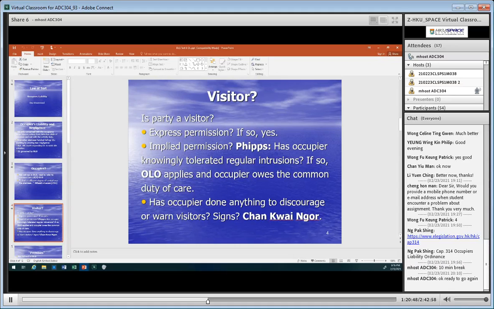But if you're going to have a sign which is going to discourage or warn visitors not to go in a particular area, the sign has to be effective. It has to be in the right place, and the wording has to be appropriate. And in the Chan Kwai Nor case, the sign was not effective on the facts. So there was occupiers liability in that particular case.